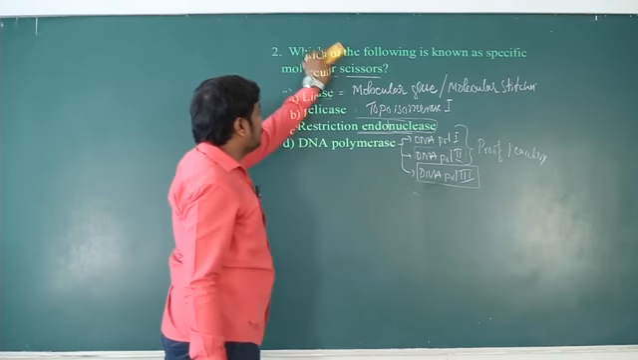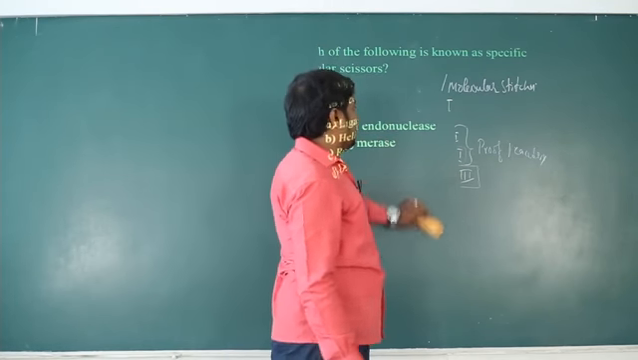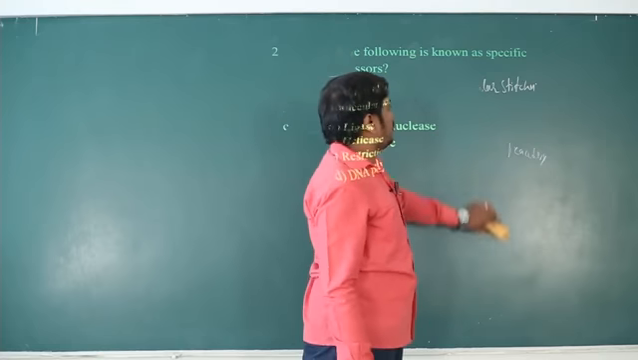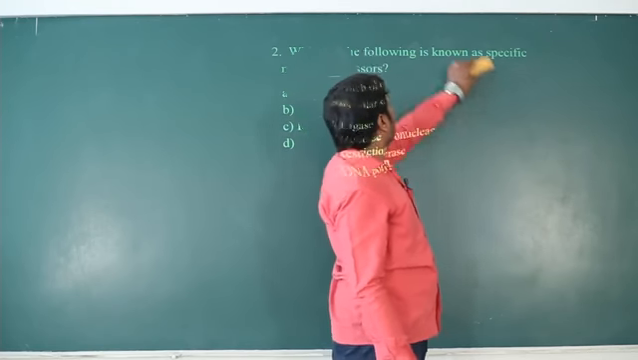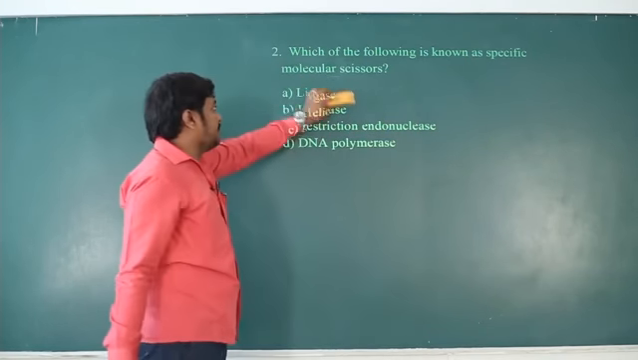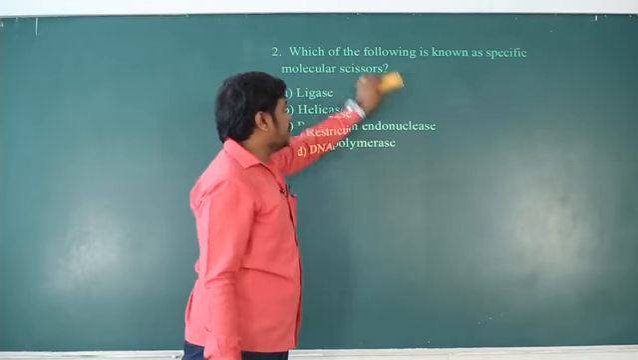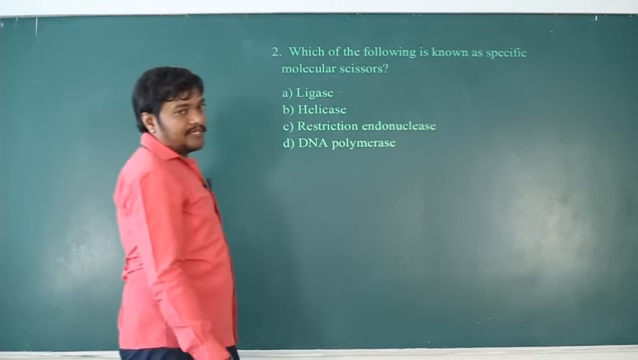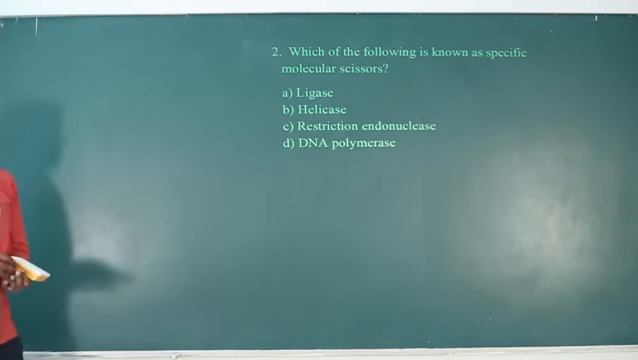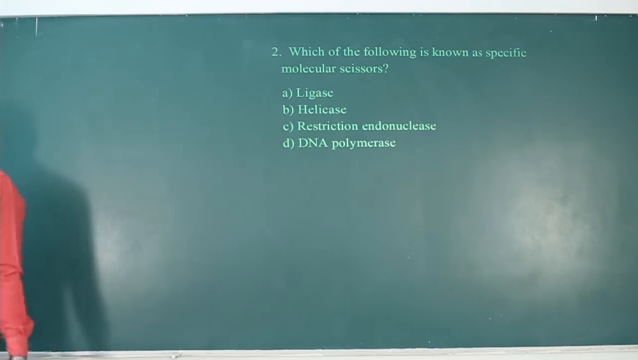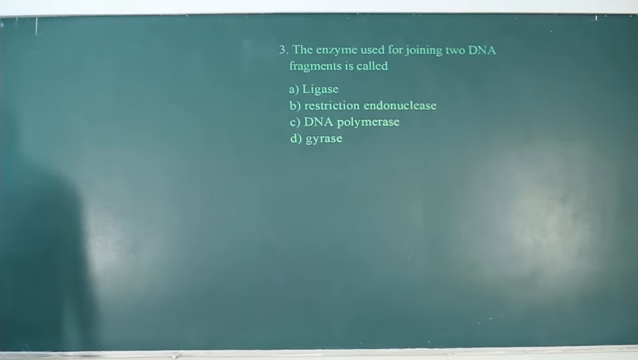So this is about the enzymes, different kinds of enzymes. Similarly, you studied one thermostable DNA polymerase enzyme, that is called Taq polymerase, which was used in PCR. Okay, move to the next question.